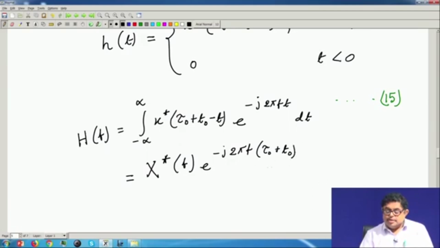So, you see that basically from the previous one, instead of the round trip delay, I have deliberately added tau naught, and that is also coming into the picture. Let me call this equation number 16.